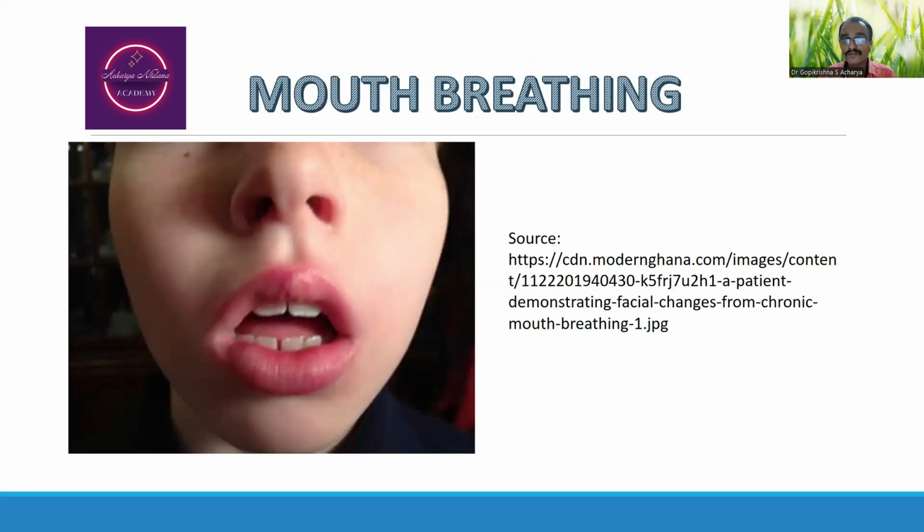This is one of the commonest findings that can be seen when the person is having upper respiratory obstruction, that is, complete obstruction of the nose, wherein the person will be taking breath through the open mouth, which is an indication of respiratory disease as such.